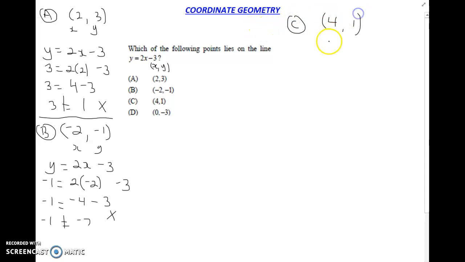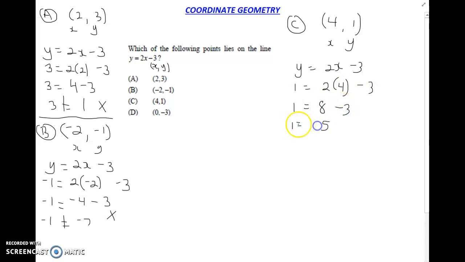So let's go to C. 4, 1. 4 is my x value, 1 is my y value. Write over the equation, my y value is 1. 2 times 4, x is 4, minus 3. 1 equals 8, 2 times 4 is 8, minus 3. 1 is equal to 5. This is not equal, so it's not C.